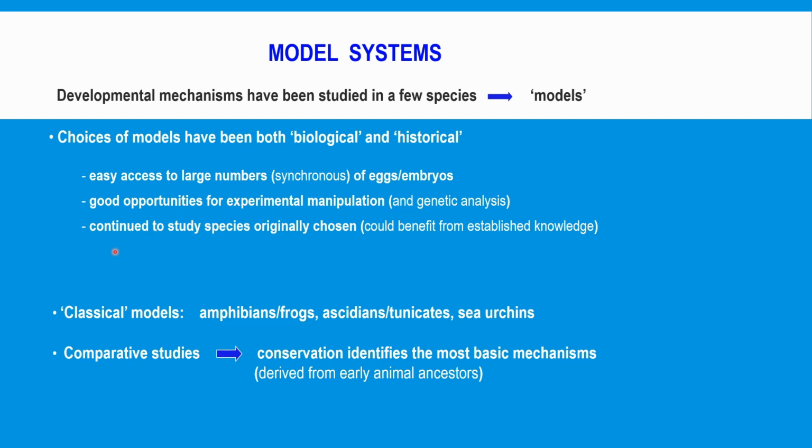And then if it has been a successful model, easy to breed, has a good sized embryo, produces a large number of eggs, then these are often chosen to continue working with, because there's a lot of knowledge being established that you don't need to re-characterize and redo experiments. You can build on the back of those other experiments. The classical models have largely been frogs or other amphibians, salamanders and so on, but also ascidians, tunicates, and sea urchins.